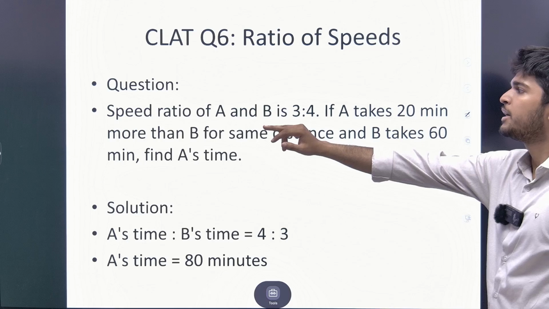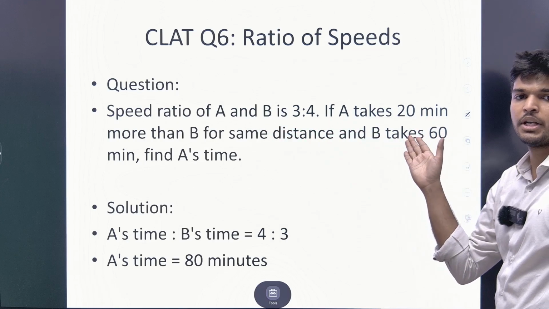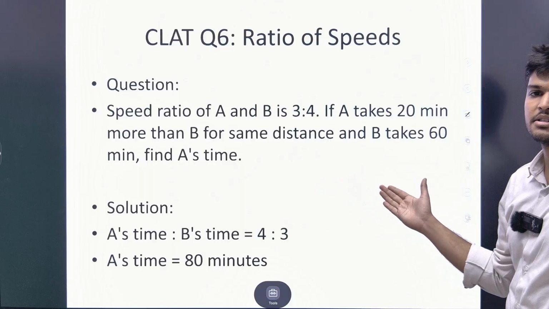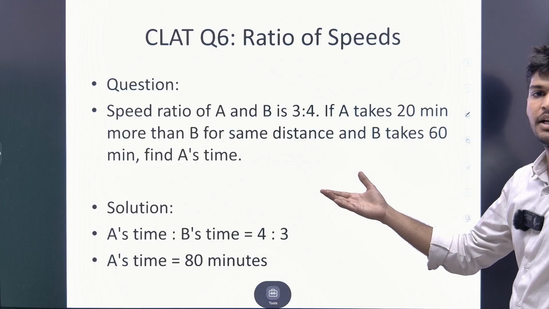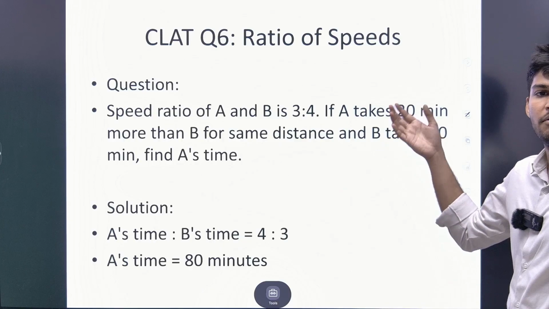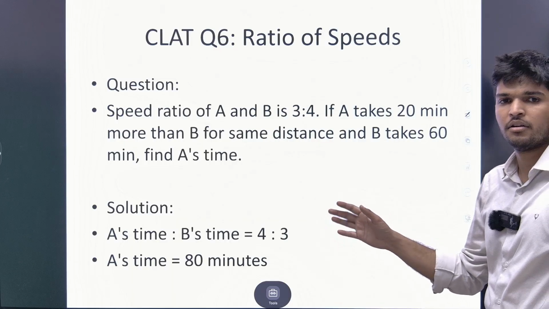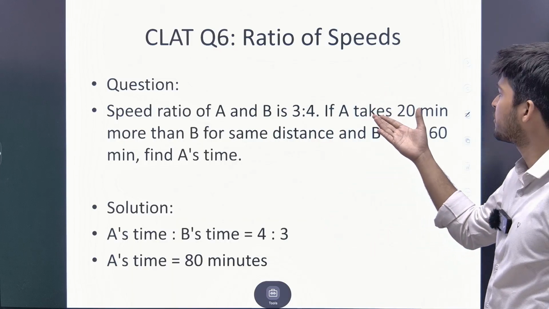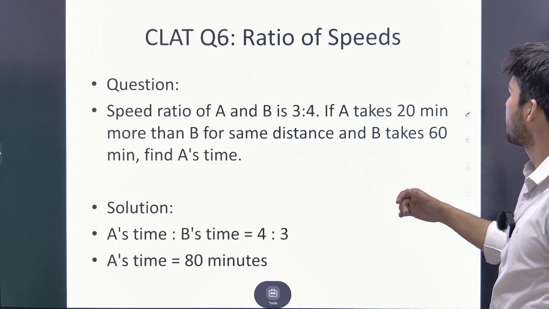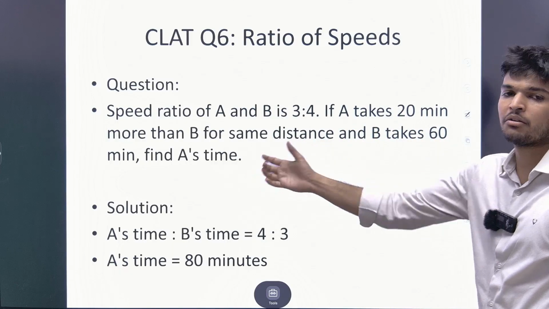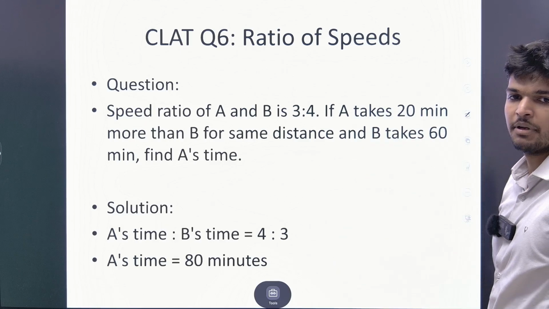Okay, so the speed ratio of A and B is 3:4. A takes 20 minutes more than B for the same distance, and B takes 60 minutes. Find A's time. We do not have to calculate the ratio, that is not applicable. Just read the question after this. A takes 20 minutes more than B, and B takes 60 minutes. We have to calculate A's time. So we'll add 20 to 60, which is equal to 80 minutes.